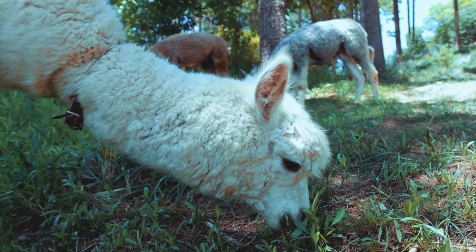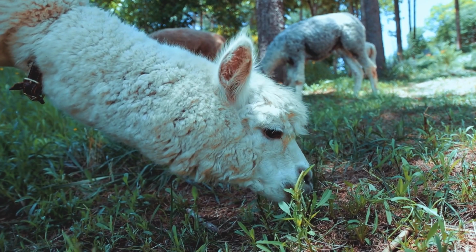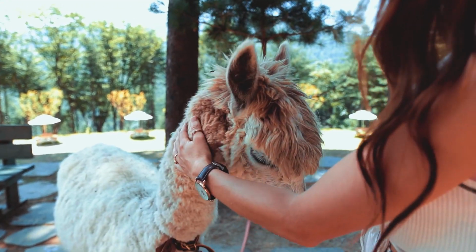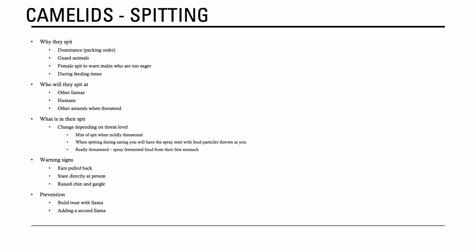They will also spit during feeding time if there is a need to compete for food. Camelids will spit at other camelids, humans, and animals that they find threatening. Camelids' spit will change depending upon the threat level. When they see animals and they feel mildly threatened, then their spit will only be a mist, made of the spit that is already in their mouth. If the animal has just eaten and feels mildly threatened, there could also be food particles in the spit.